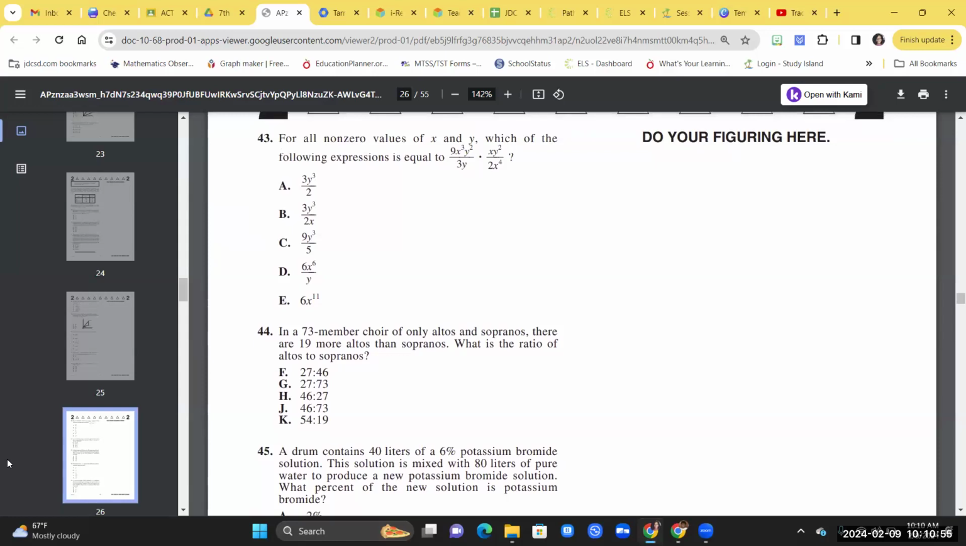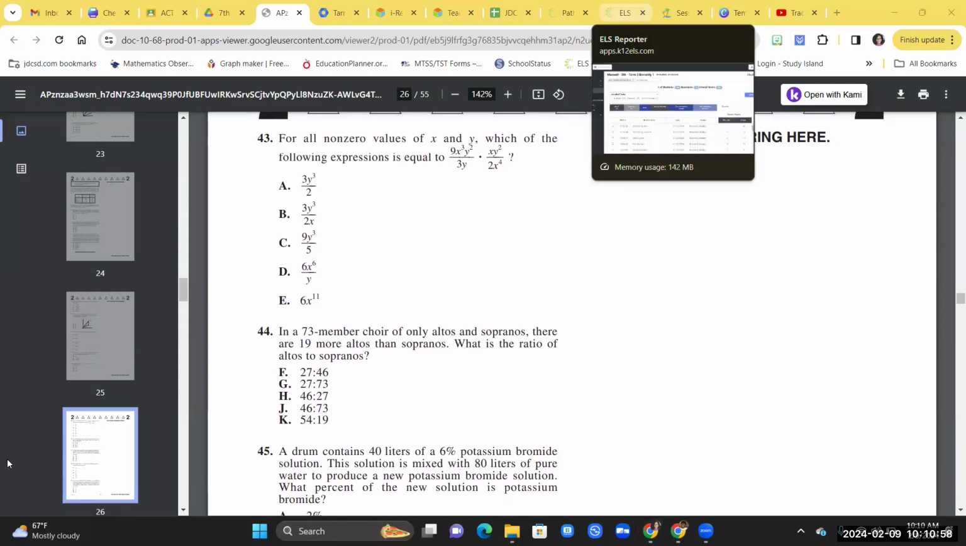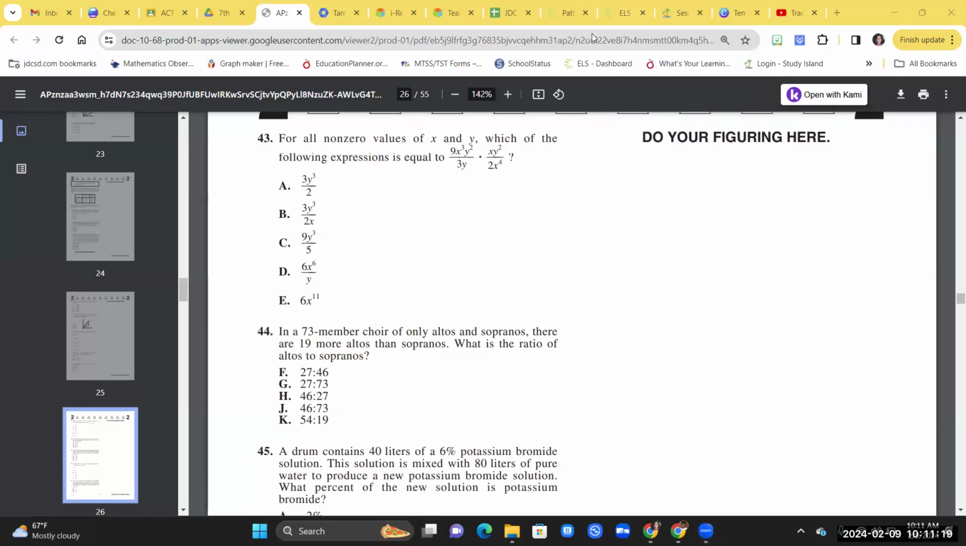43. For all non-zero values of x and y, which of the following expressions is equal to 9x cubed y squared divided by 3y times x y squared divided by 2x to the 4th? So fractions is very similar to fractions before.